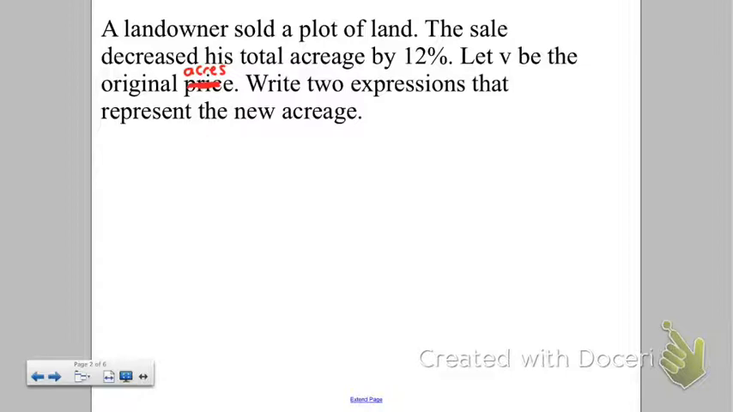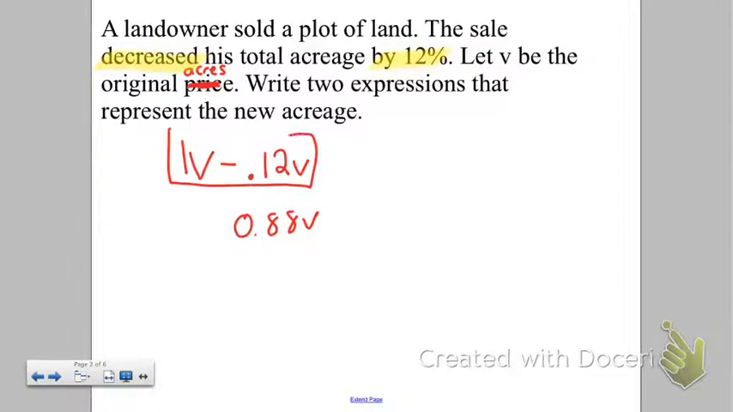This is very similar to the previous problem, but we have to write both expressions. So we have our original acreage, and since it decreased, we're going to be subtracting by the 12%, so I can do the 12% or 0.12 times V. So that's one expression. My other expression would be when I combine like terms, there's an imaginary 1 here, so 1V minus 0.12V is 0.88V. So these are two expressions that represent the new acreage of the plot of land.